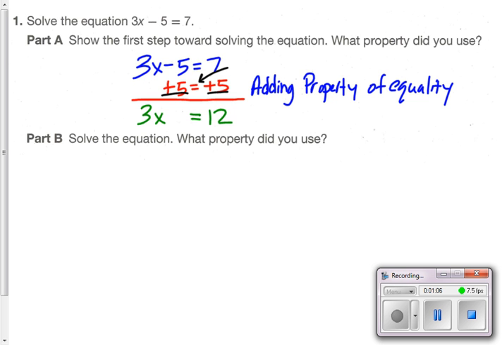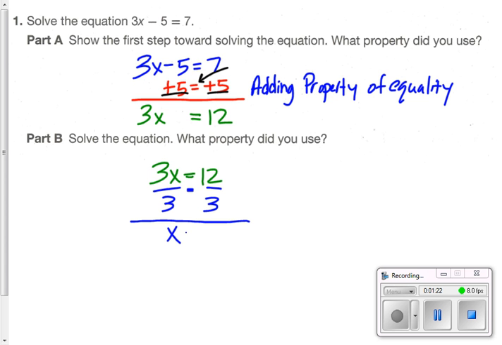Part B says go ahead and solve the equation, then say what property you use next. So we have the leftover equation 3x equals 12. In order to get x alone, we divide both sides by 3. So we would wind up with x equals 4. And the property used here, well, we divided on both sides, so it would be the division property of equality.